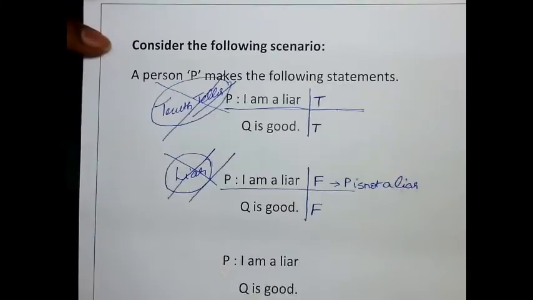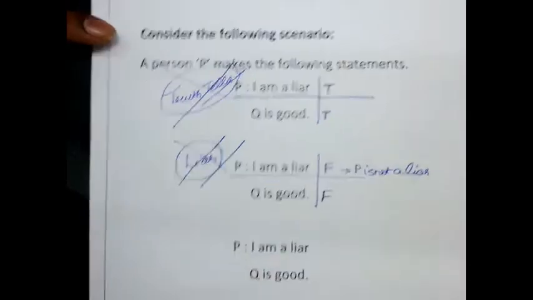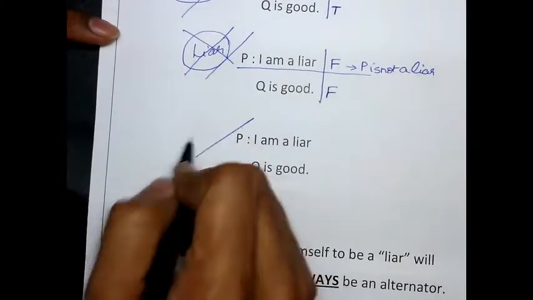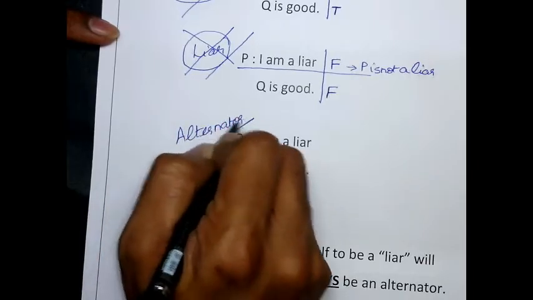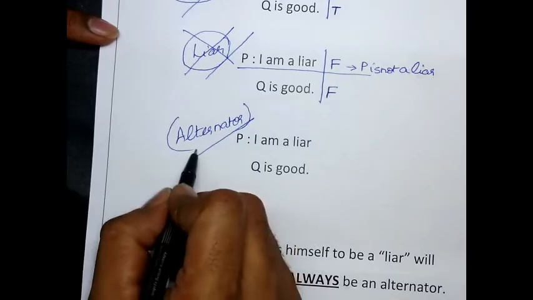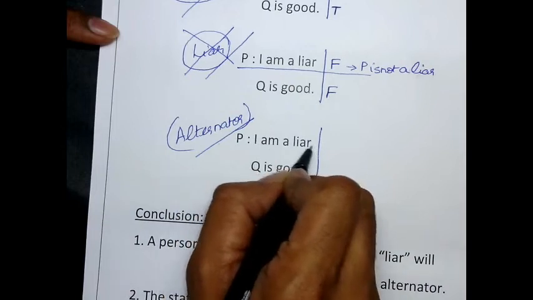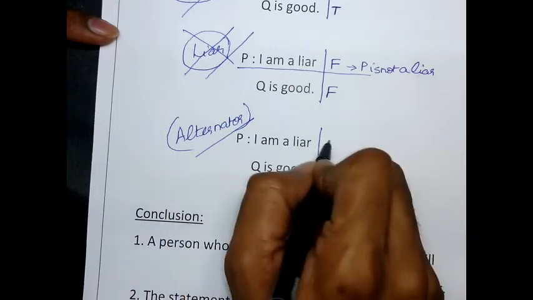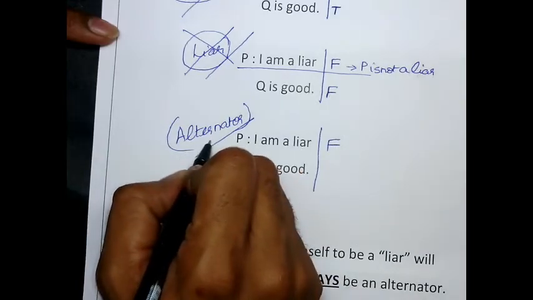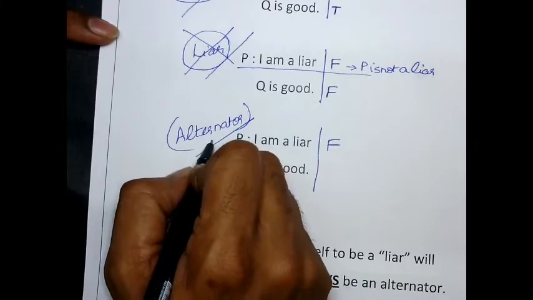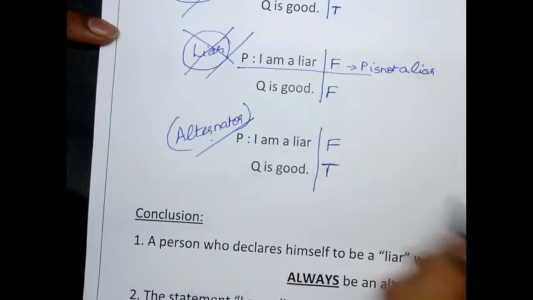So I can see that the person cannot be a truth teller, the person cannot be a liar, which means the person P must be an alternator. Now, once I know that this person is an alternator, P making the statement I am a liar, that is P is a liar, is false because P is an alternator for sure. Since P is an alternator, the first statement is false, which means the second statement has to be true.